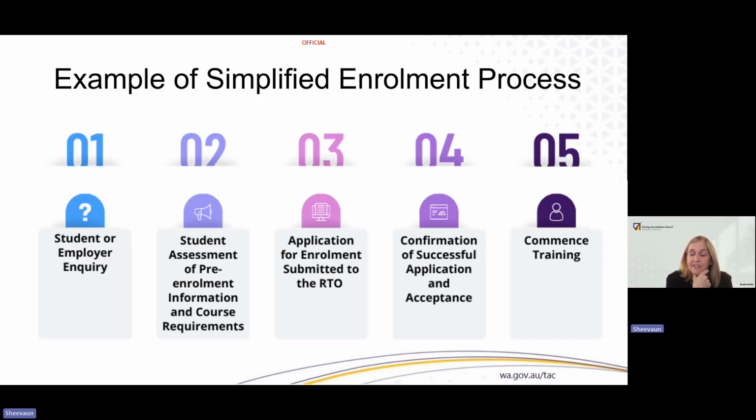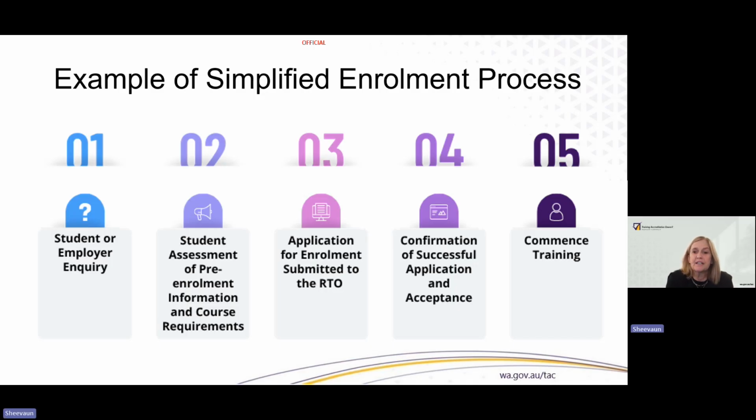And again, going back to, okay, the student at step two has done an assessment as to their suitability, but at stage four, the RTO is now undertaking an assessment as to their suitability. Just a reminder here that at stage four, confirmation about successful application needs to be made in writing, so that there is some formal agreement in place.